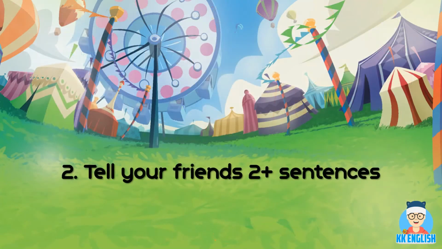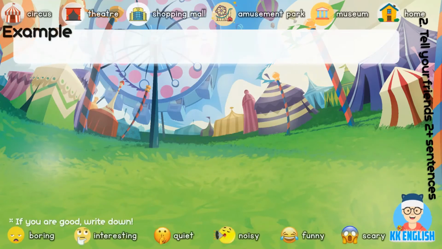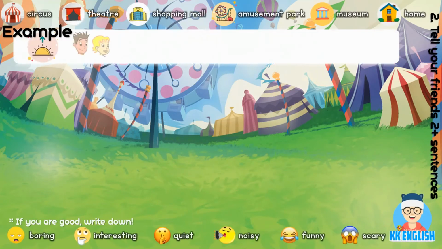We are going to tell your friends 2 or more sentences. You need to tell your friend 2 or more correct sentences describing when these people went to which place, and how they felt. Let's see how we are going to tell our friends. Example. Okay. There are 4 pictures here. So how do we tell?